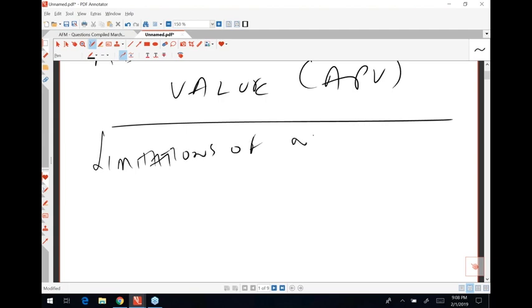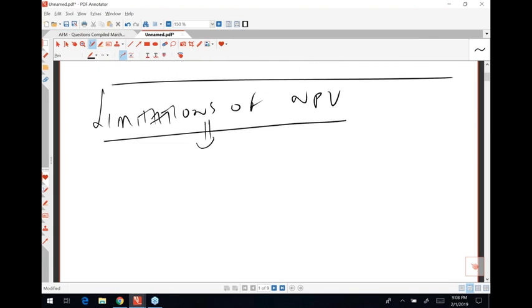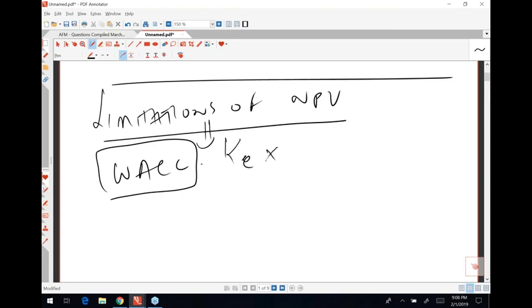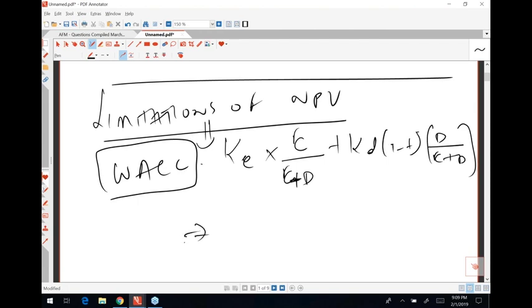The biggest limitation of the NPV technique is the use of weighted average cost of capital. Now, what are those limitations with respect to the use of weighted average cost of capital? WACC is calculated like this: the cost of equity multiplied by market value of equity divided by market value of equity plus market value of debt, plus the cost of debt times (1 minus t) multiplied by market value of debt divided by market value of equity plus market value of debt. So this is how we calculate the weighted average cost of capital.